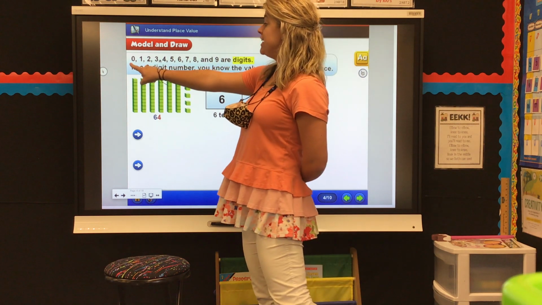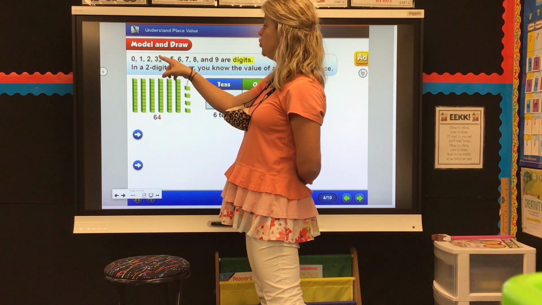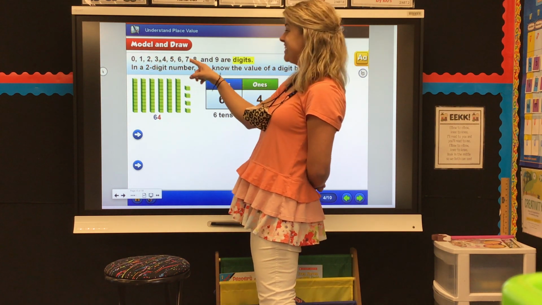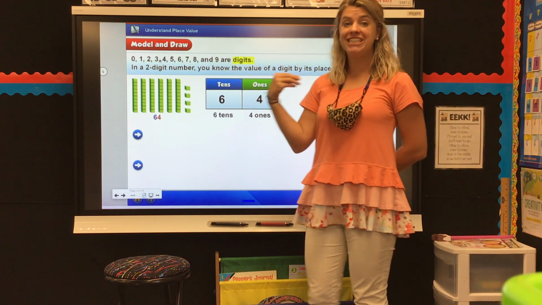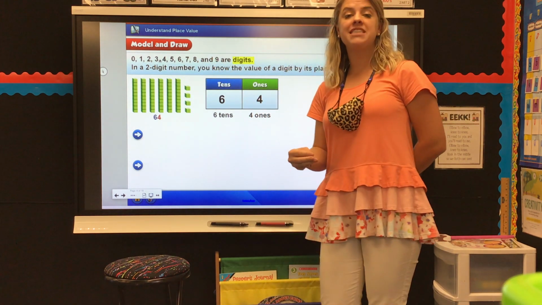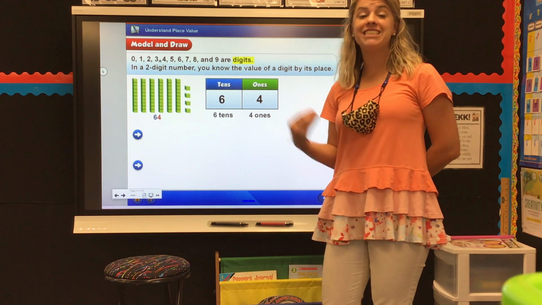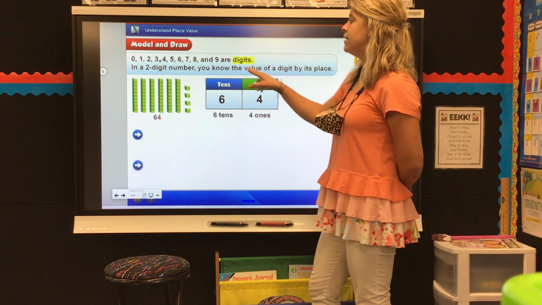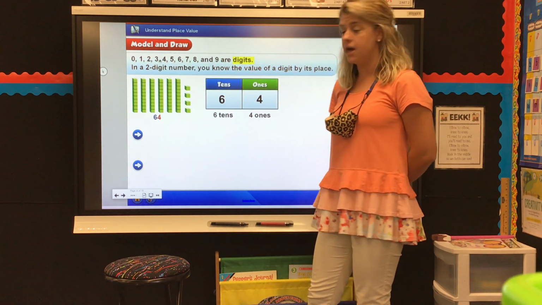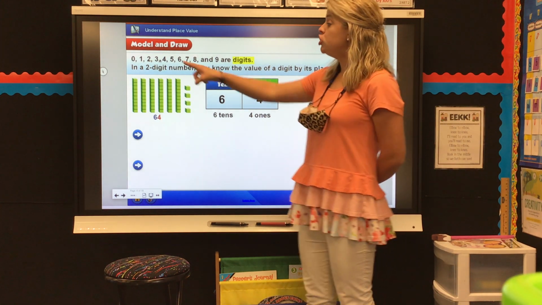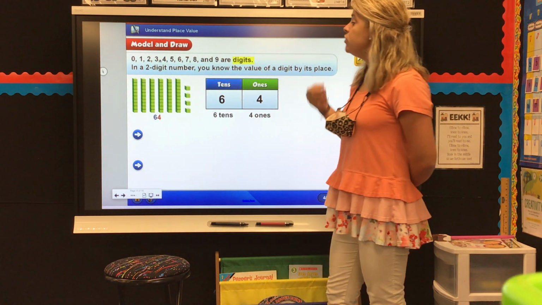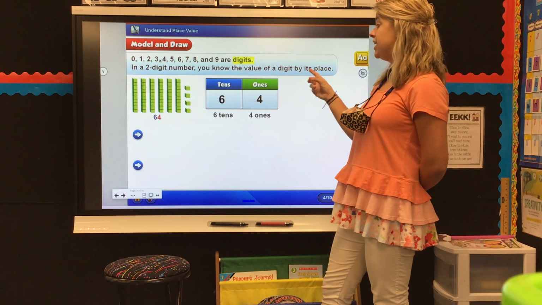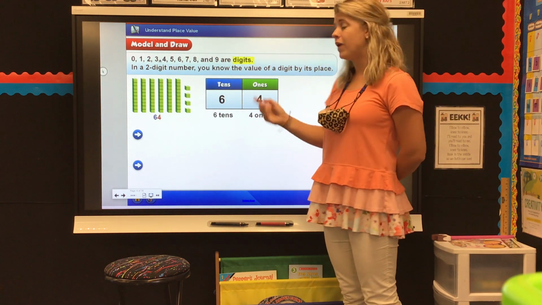The numbers 0, 1, 2, 3, 4, 5, 6, 7, 8, and 9 are digits. So if you hear Ms. Gates talk about or use the word digit, that means I'm just talking about one of those numbers, okay? In a two-digit number, you know the value of the digit by its place or where it is in the number, okay?